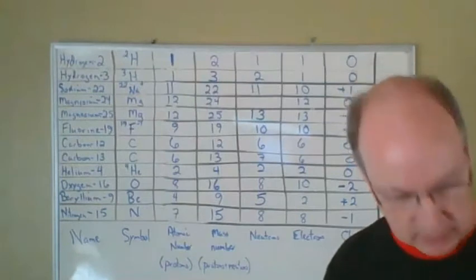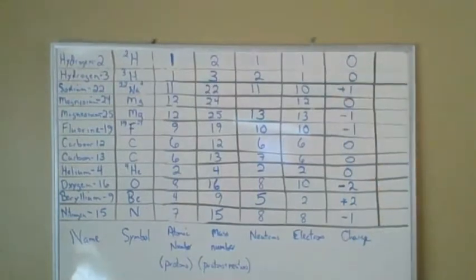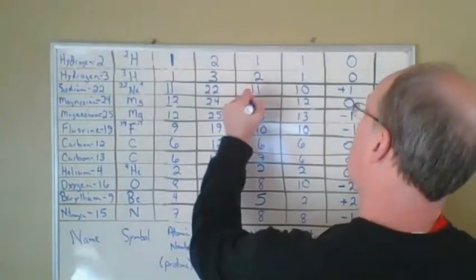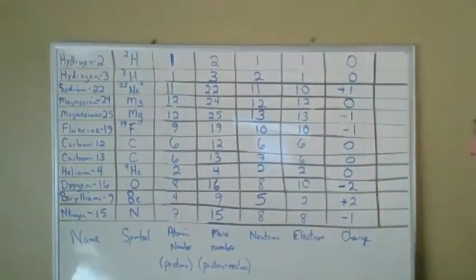Oh, look, there's the one right in the middle that I forgot. Okay, whoops. Neutrons, yep, that would be 12. Okay, that would be a 12.